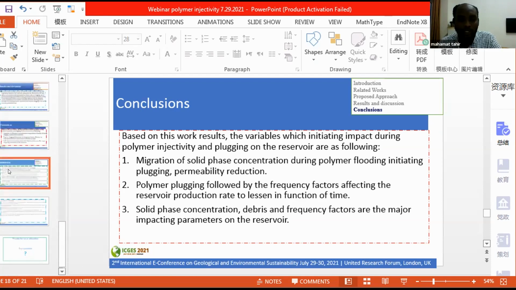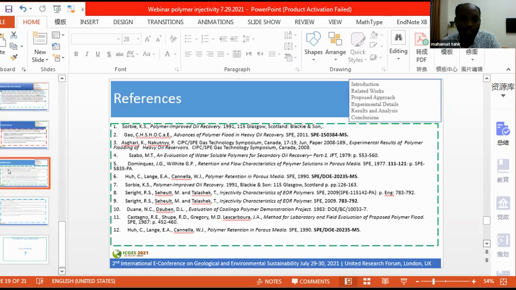And here are some of the previous works or references, which are very useful for anyone who is interested in conducting similar research, or in having a broad idea.